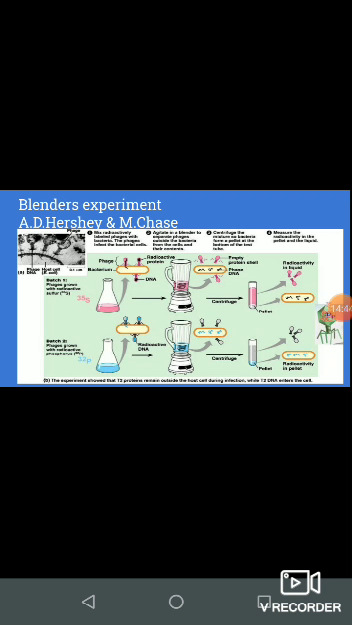So here we have another experiment called the conjugation experiment. The bacterial conjugation was conducted by Lederberg and Tatum. So that is called the conjugation experiment.